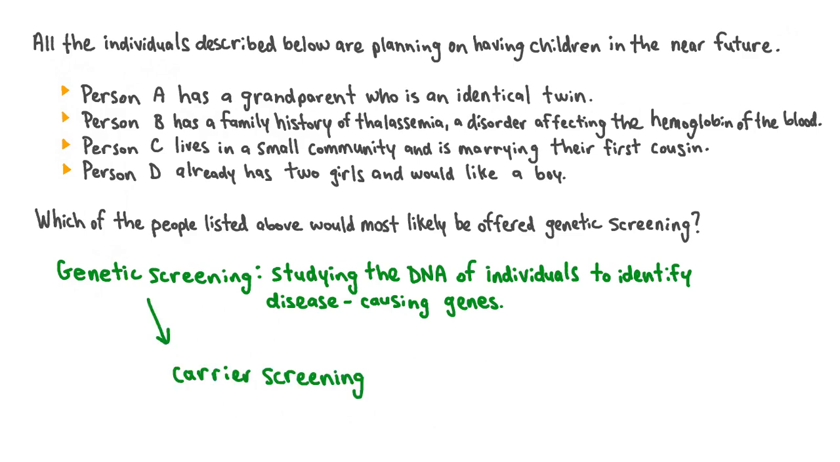One type of genetic screening is called carrier screening. This is used for people with a history of a genetic disease, but who do not have symptoms, so it is unclear if they carry the allele for the disease. We can see that this description applies to one of our options. Person B has a family history of thalassemia.